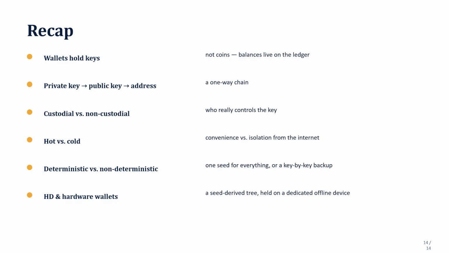Now we are going to see about the recap. Wallets hold keys, not coins. Your private key derives a public address through a one-way chain. Custodial versus non-custodial is about who holds the key. Hot versus cold is about internet exposure. Deterministic wallets regenerate everything from one seed, while non-deterministic wallets need every key backed up separately. And HD wallets held on hardware devices give maximum safety, and show how that seed becomes an entire tree of accounts.